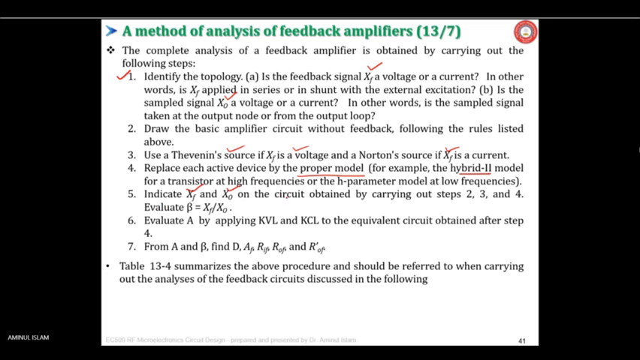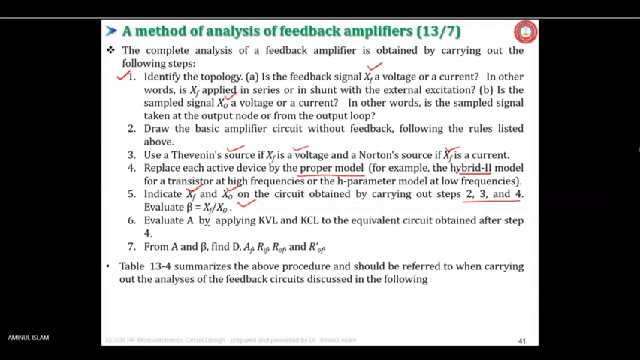Indicate Xf and Xo on the circuit obtained by carrying out steps 2, 3 and 4. Evaluate beta equals Xf by Xo. Are you understanding what is Xf and what is Xo? Yes or no? Yes, sir. Xf is what? It is the output from the beta network. Yes, output from the feedback network, beta network. And Xo equals the input to the feedback network, beta network. Correct.